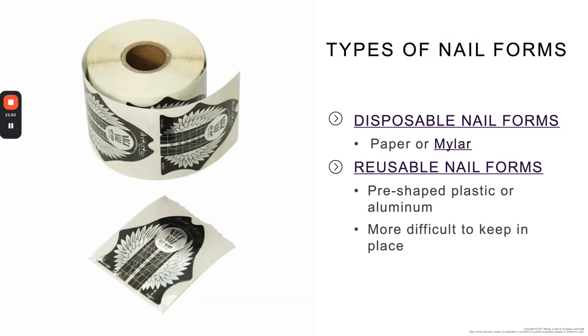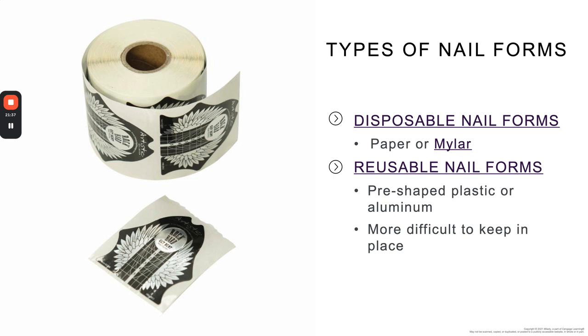Okay. As far as the types of nail forms, there are two types. Honestly, I only recommend the disposable kind. They're made of paper or mylar, that's what you see here on the screen. They usually come in a roll or a pack, and basically it's just like a sticker. When you take that sticker off, you want to mold or round that nail form before you attach it to the nail, so that it's easier to make the arch that we need for our C curve, right?